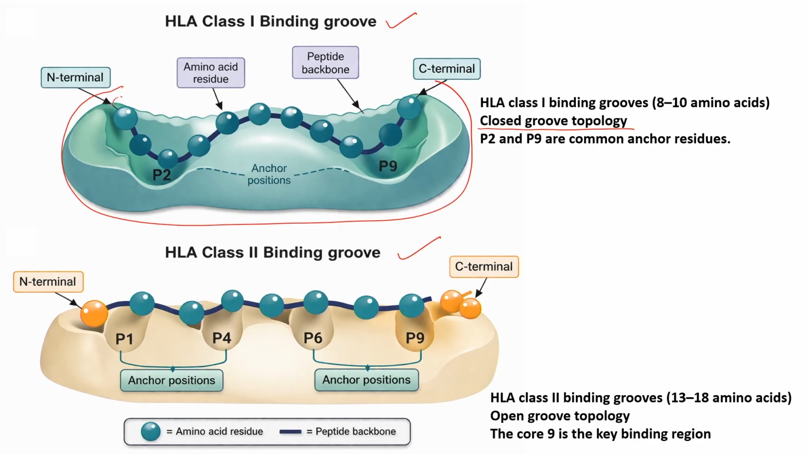The N terminus of the peptide is here and the C terminus is here, and then we have the peptide length here. One can see that because of the groove pattern, the size of the antigen docked into this site is always smaller, and therefore the MHC 1 molecule can only dock an 8 to 10 amino acid peptide fragment in this area. Particularly P2 and P9 are the grooves which give a very common site for anchoring these peptides properly in order to facilitate recognition by the CD4 or CD8 molecules.